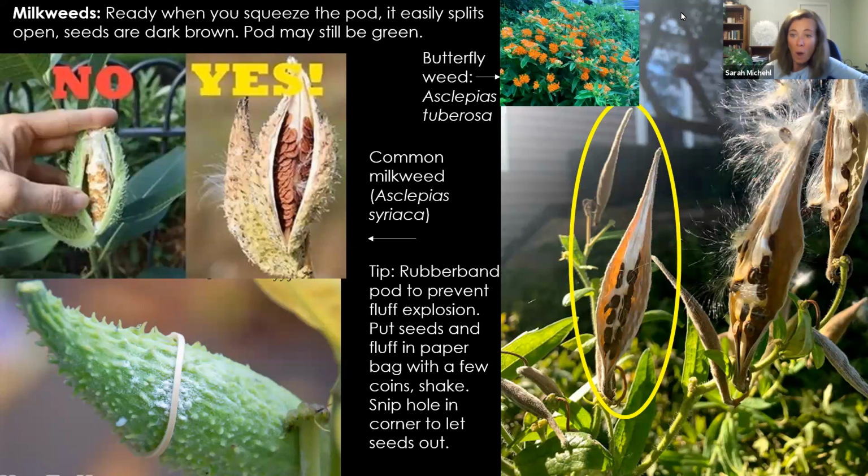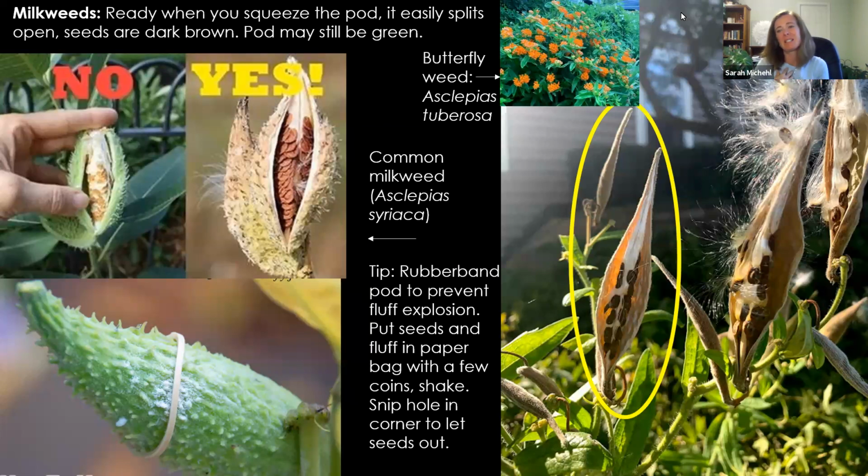If you don't want to wait for the pod to start to split open on its own, and you want to prevent that from happening, because what can happen is the pod splits, and then a couple days later, the fluff just starts blowing all over the place. And it's really difficult to collect those seeds in an efficient way. Some people will actually rubber band each little pod, you can see that on the bottom left, which is crazy. I mean, I guess it's not crazy if you only have like 10 pods to do, but when you've got hundreds of them, that's pretty time consuming.